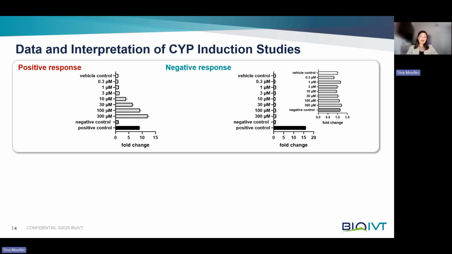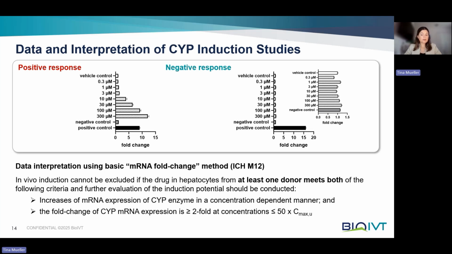Now, the ultimate goal is to interpret these data in order to assess whether there is a DDI risk due to CYP induction. The simplest way of how to interpret the data according to the ICH-M12 is a method called basic mRNA fold change.